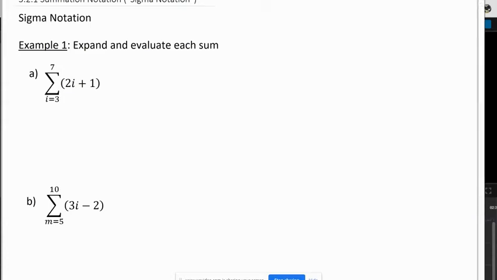I'm here to present a lesson on using summation notation, which is also known as sigma notation, because we use the Greek letter sigma, which looks like this. This is the Greek letter sigma, and it's the equivalent of our letter S in our alphabet. So we use the letter sigma because of the S, S standing for sum. So it looks kind of like an E, but it's really not an E.